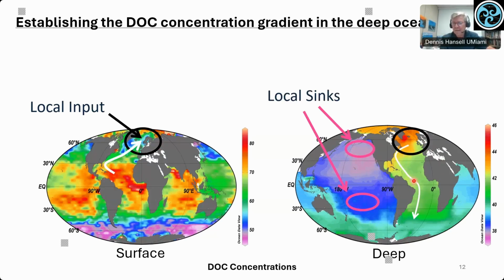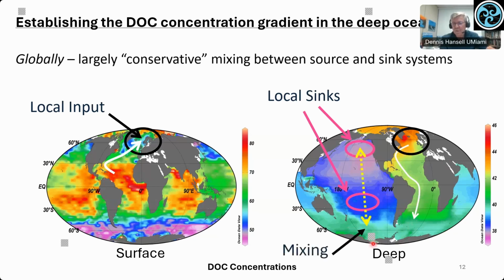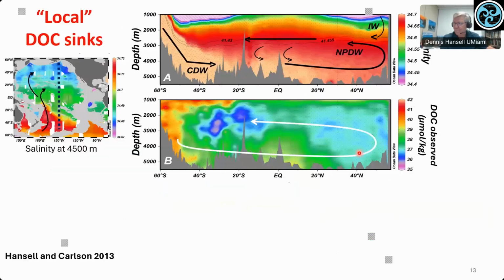So it's not necessarily a slow biological removal of this material over the course of 1,500, 2,000 years. This stuff, I think, is mostly conservatively transported, but you create these sinks and then you mix. So if you take this water and this water and mix them, you get the gradient that we see here. But you have to have a sink up here to create that end member. So let's take a look at those.